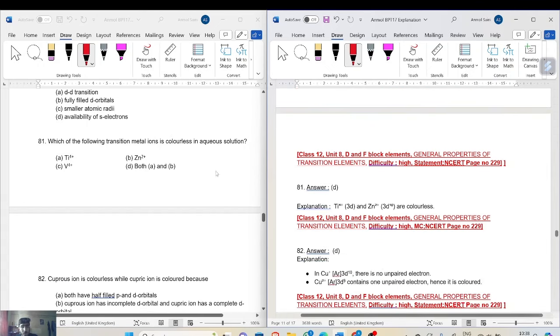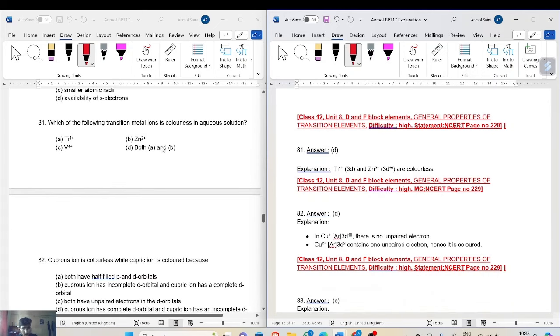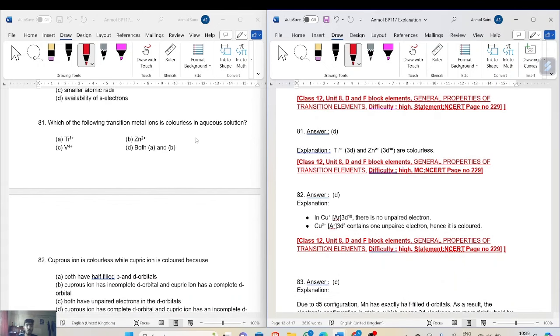Now let's come to question number 81. Which of the following transition metal ion is colorless in aqueous solution? So we have to tell which metal ion is colorless in aqueous solution. The metal ion will be colorless if it doesn't have unpaired electrons. If it has unpaired electrons, then it will show color. If it doesn't have unpaired electrons, then no color will be shown.